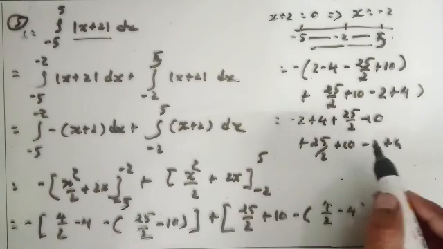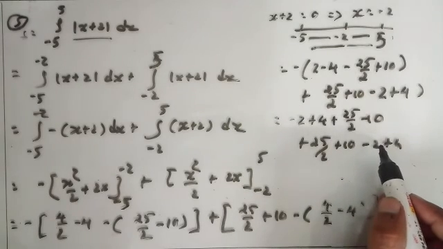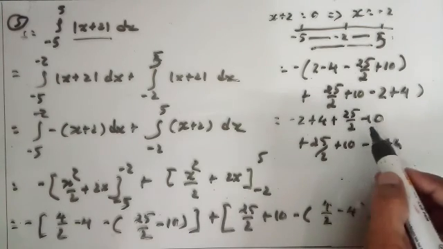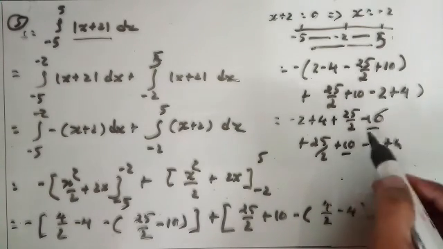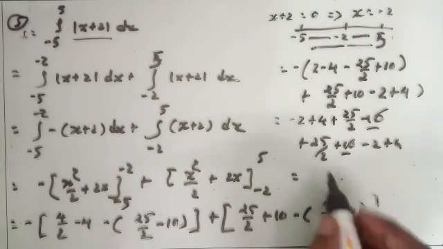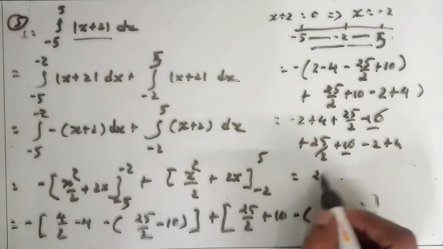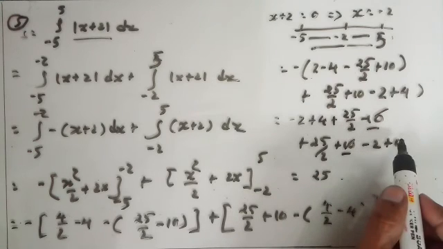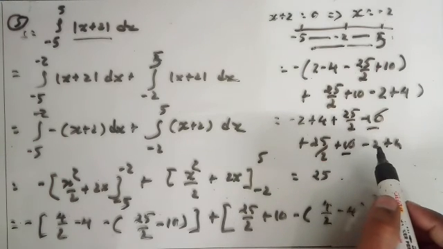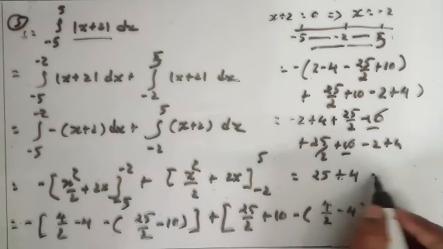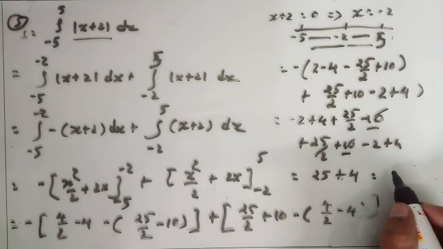So minus 2 becomes minus 4 and the plus 4 cancel. Minus 10 plus 10 cancel. So it becomes 25 by 2. 25 by 2 becomes 2 times 25 by 2, so 25. Here 4 plus 4 is 8, minus 2 is 6, minus 2 becomes a plus 4. So it is equal to 29. Answer.